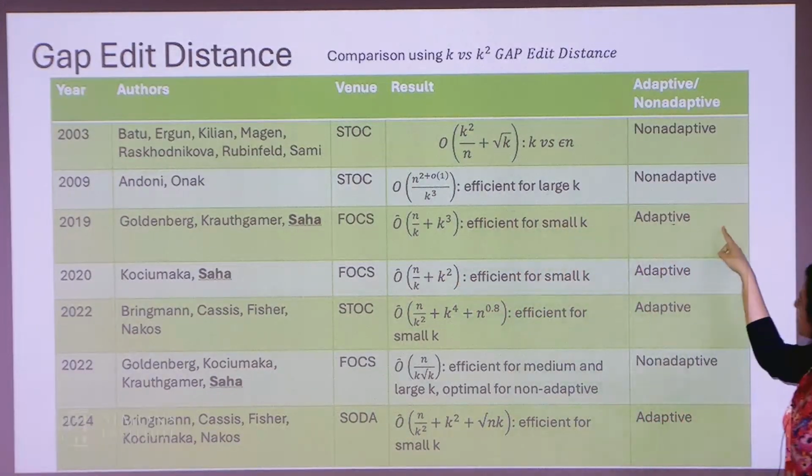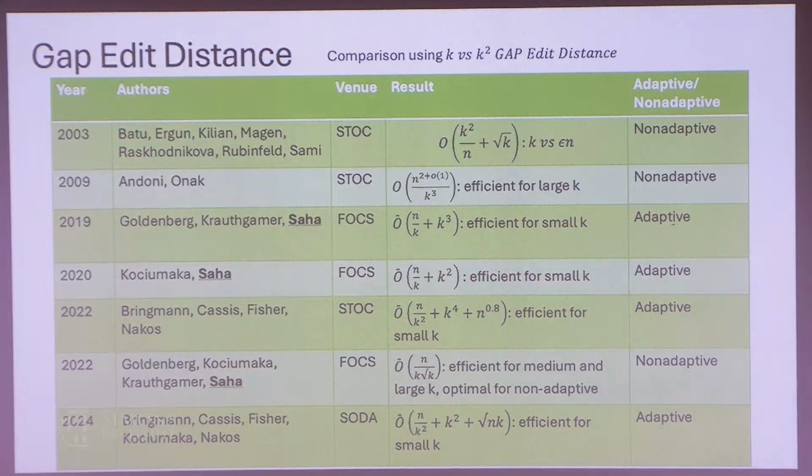Another interesting fact about these results is that the first two results were non-adaptive. Non-adaptive means you are sampling before even looking at the strings, so you are doing your sampling in one shot. In the next two results, in 2019 and 2020, the sampling algorithm was adaptive. We are actually looking at the results of previous sampling, and then deciding which part of the string to sample. So they were adaptive algorithms.